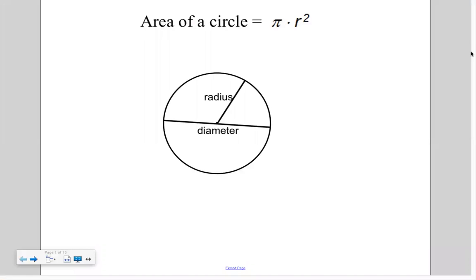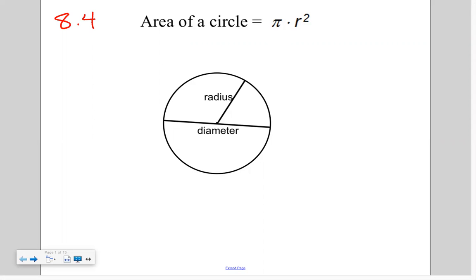So 8.4 is finding all the different parts of a circle. Now we've talked about a circle before. I know you guys have taken the areas of circles before. We've got that formula up there: area of a circle equals pi times the radius squared. So we will be finding the area of a circle.